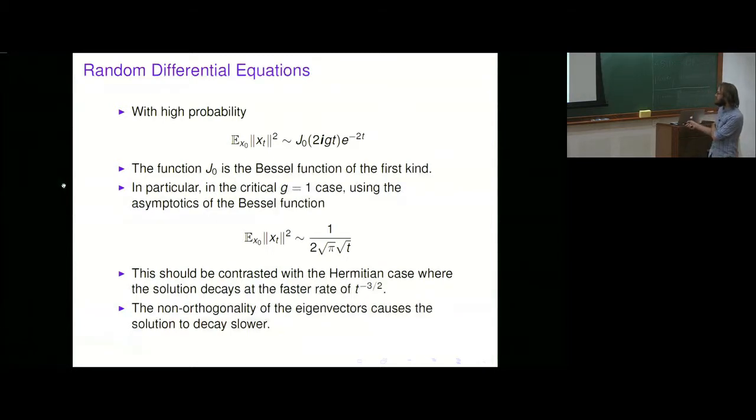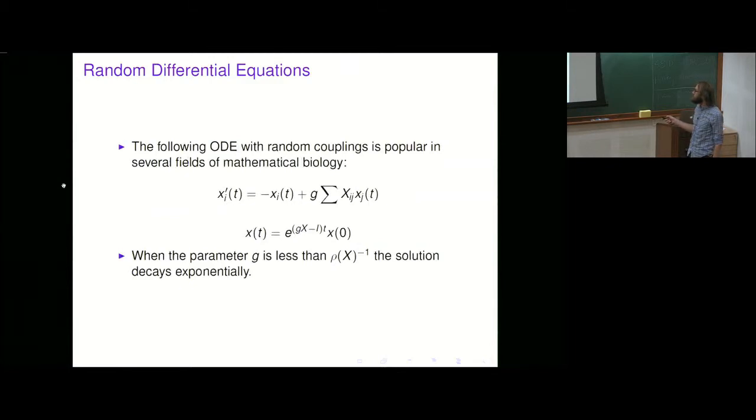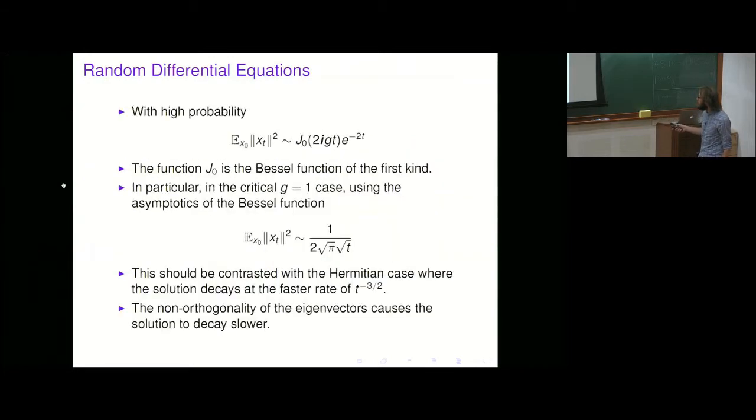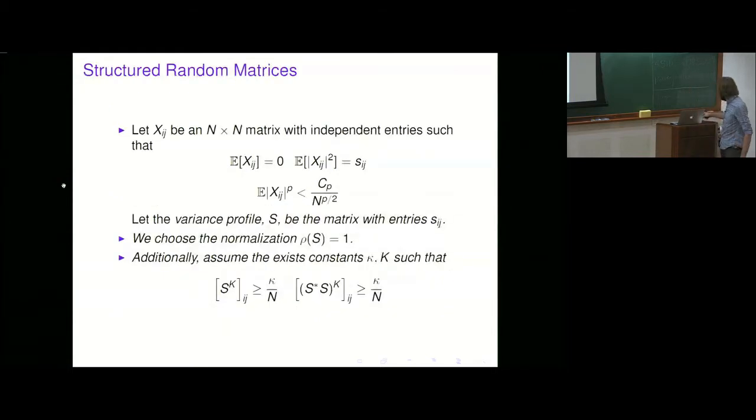So this sort of result should be contrasted with what happens in the Hermitian case. If instead I had taken this differential equation and chosen X to be a Hermitian matrix, then once again you can solve it, and it'll have the same solution, but X will be equal to X star because it's a Hermitian matrix. And if you follow the same sort of analysis, we would get that the solution decays like t to the -3/2, which is a bit faster. So somehow, heuristically, the non-orthogonality of the eigenvectors causes the solution to decay slower. So that's the motivation and the main results we're going to talk about.